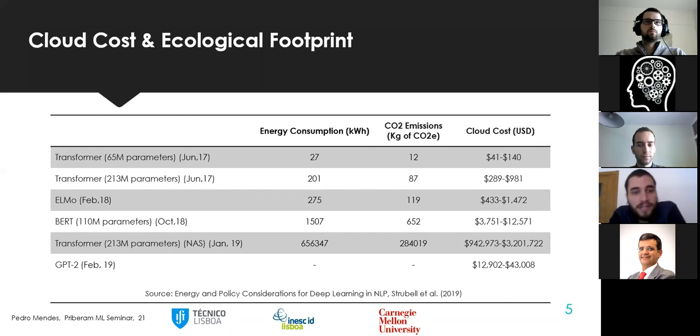Two years ago, a study was presented about the impact of training some very complex models, and it estimated the footprint that the training phase of these models has. For example, it was estimated that some of these models would spend thousands or hundreds of thousands of dollars to be trained on the cloud.